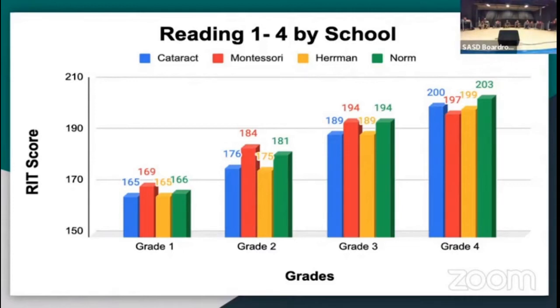And we have Cataract is the first one, Montessori is the second, Herman's our third, and that last bar is the norm.